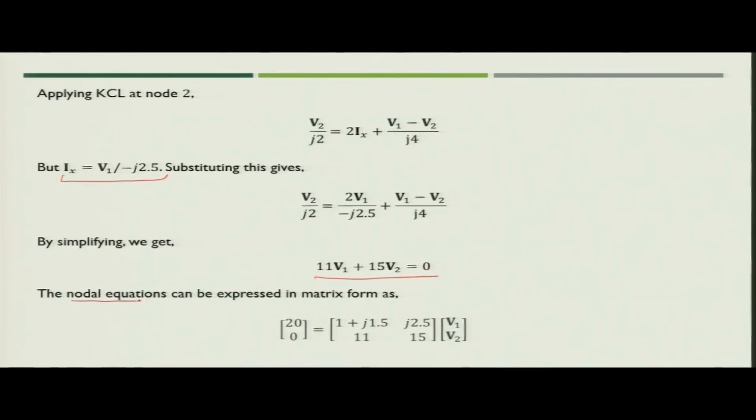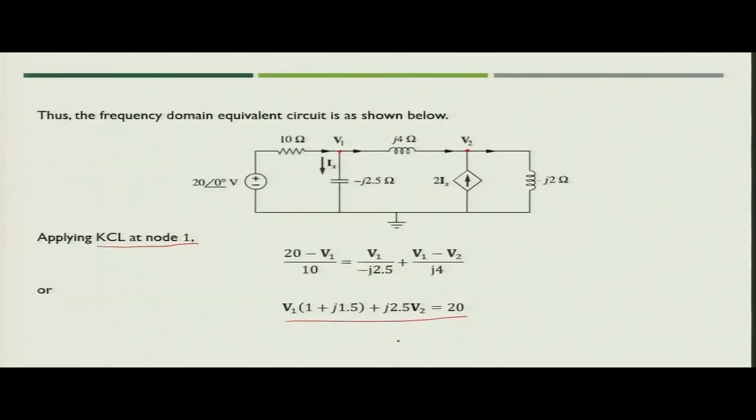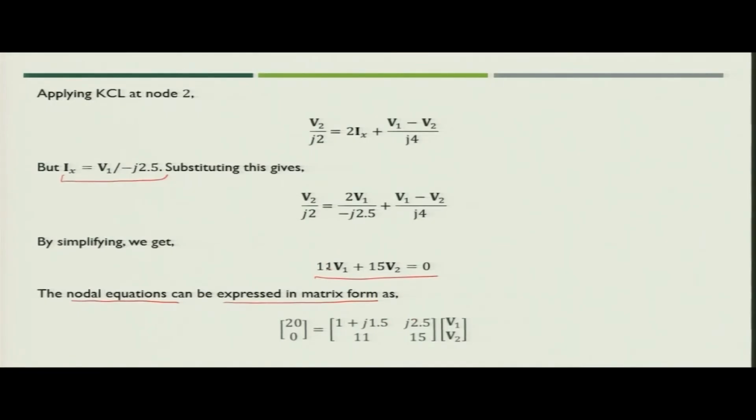So, these two nodal equations we can express in the form of a matrix. If you write in terms of matrix, you will write the vector containing elements 20 and 0, and then you have the matrix having the elements corresponding to V1 and V2. So, 1 plus j 1.5 and j 2.5 will be coming here, 11 and 15 will be coming here. So, now you have compiled these two equations in matrix form. Why are we compiling in matrix form? Because solving equations in matrix form is easier.